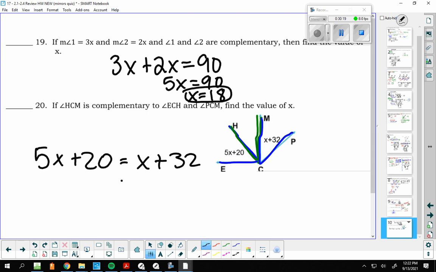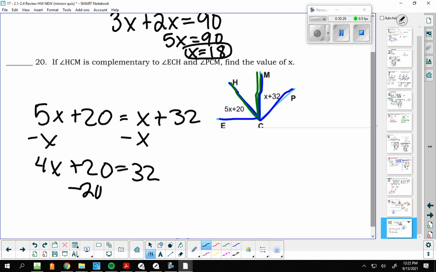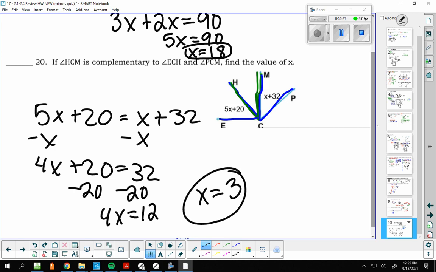So subtract x from both sides. We get 4x plus 20 equals 32. Subtract 20 from both sides. We get 4x equals 12. Divide both sides by 4. And we get x equals 3.